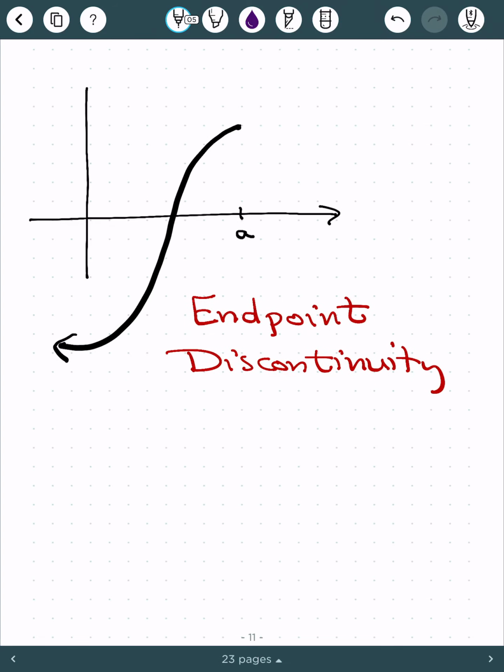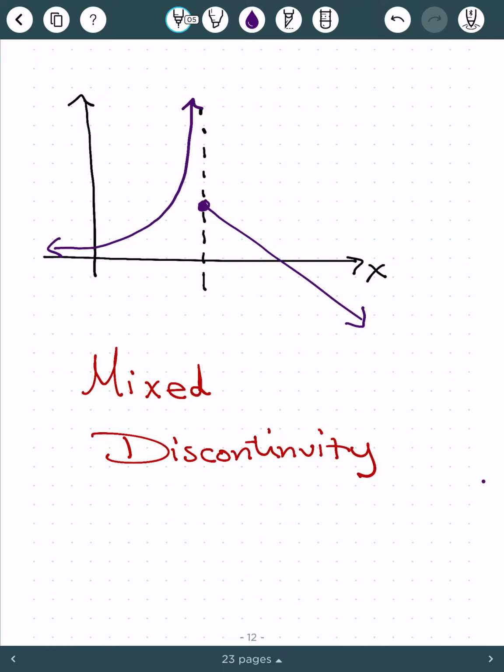Another thing that could happen is your graph can just sort of stop. It ends, and when that happens, like it does right here, you get what's called an endpoint, and we call those endpoint discontinuities. And sometimes you have a situation where at the same value, so whatever a is here, you've got two things going on. So we just call those mixed discontinuities.